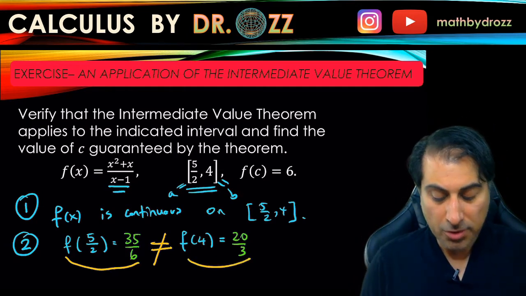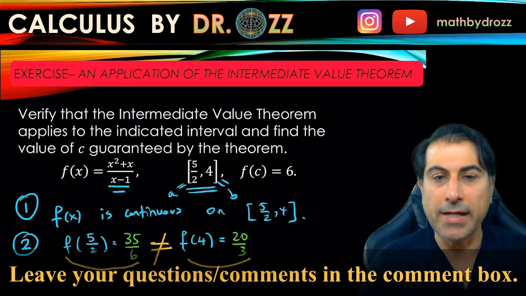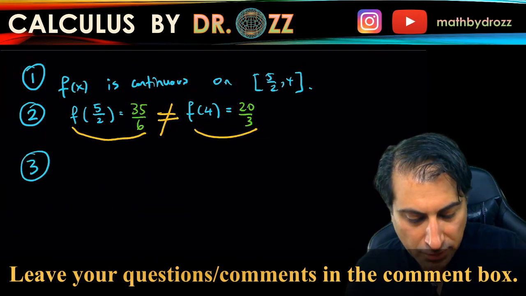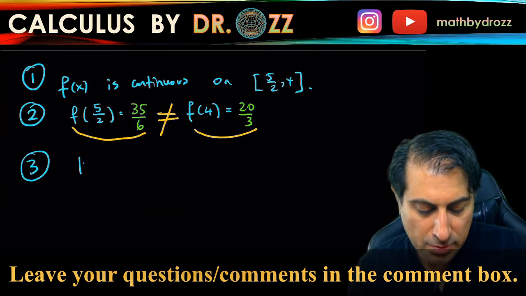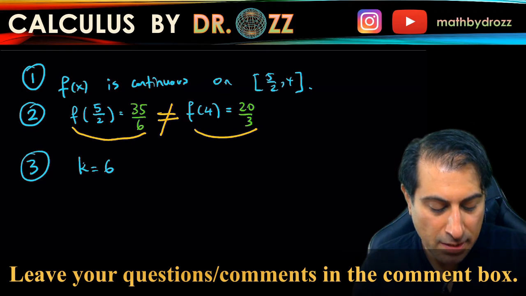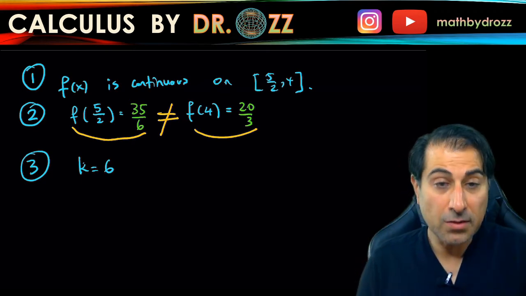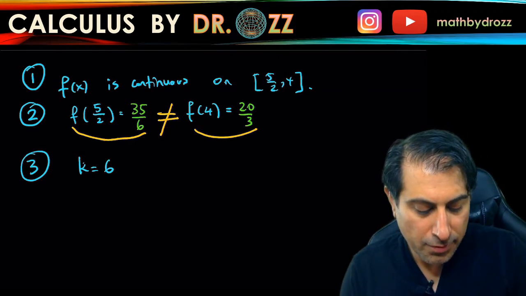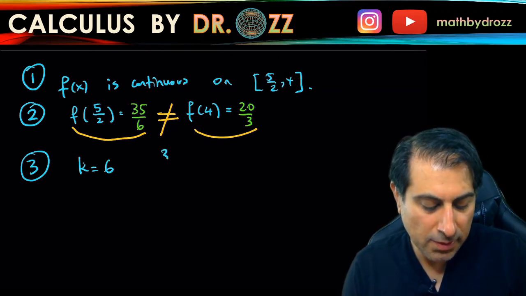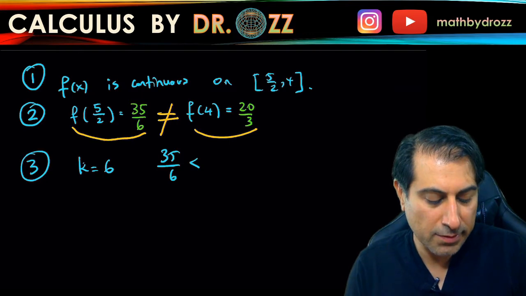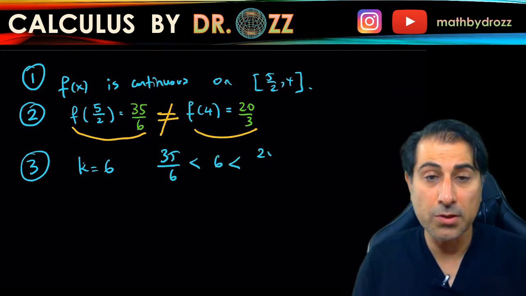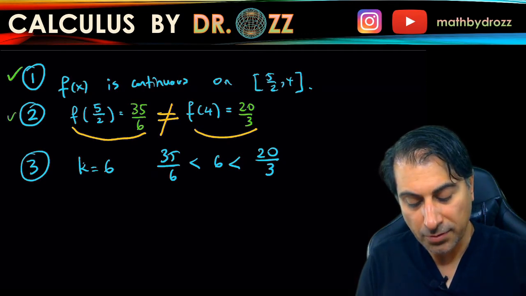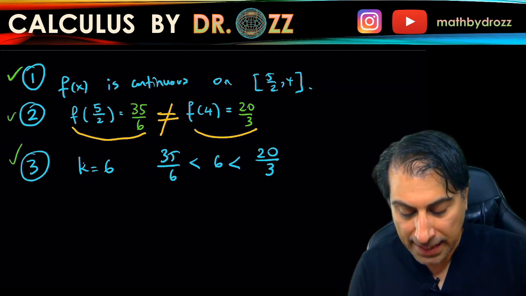So condition number 3. We have f of c equals k, so k equals 6. So let me just write it here: k is equal to 6, and we want this k to be in between these two values. And in fact, 35 over 6 is less than 6, and 6 is less than 20 over 3. So as you see, all three conditions of the theorem are satisfied.